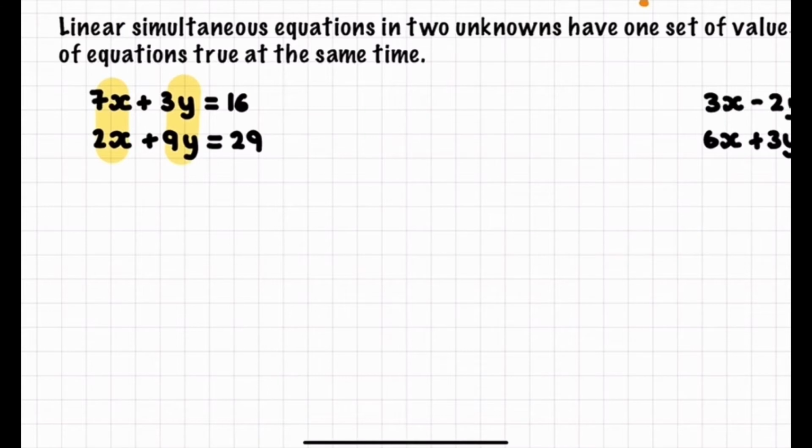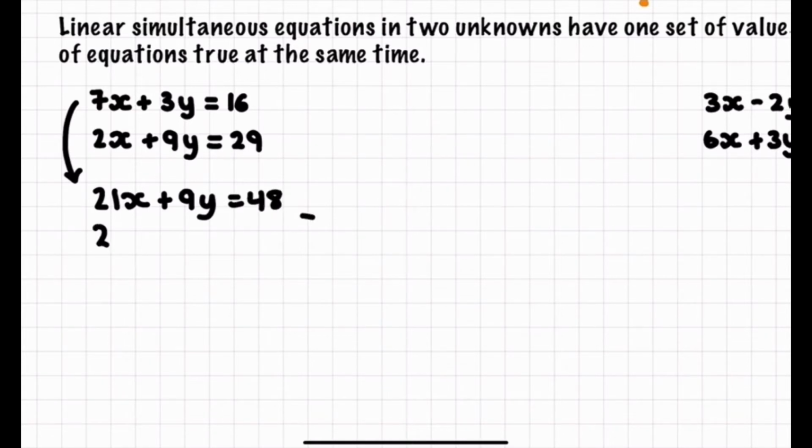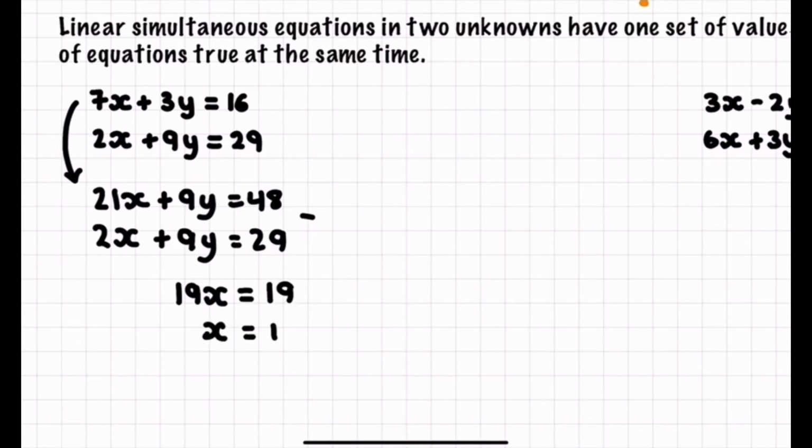So for this example, I'm going to times the top equation, 7x plus 3y equals 16, all by 3, so that there is a 9y in each equation. Timesing the top equation by 3 will give me 21x plus 9y equals 48. I am then going to subtract the second equation, 2x plus 9y equals 29, from the new equation to eliminate 9y and find out what the x value is. This is going to leave me with 19x equals 19, meaning that x equals 1.